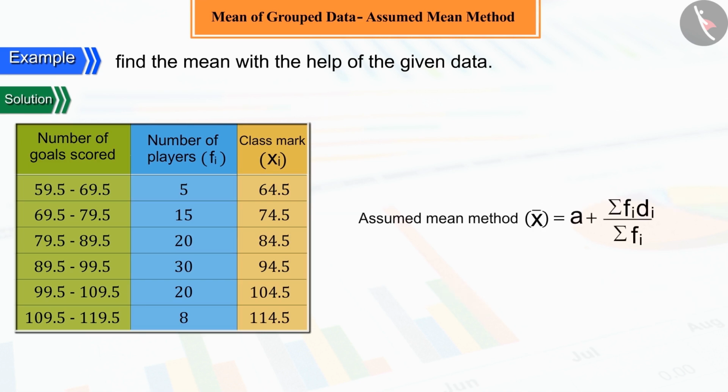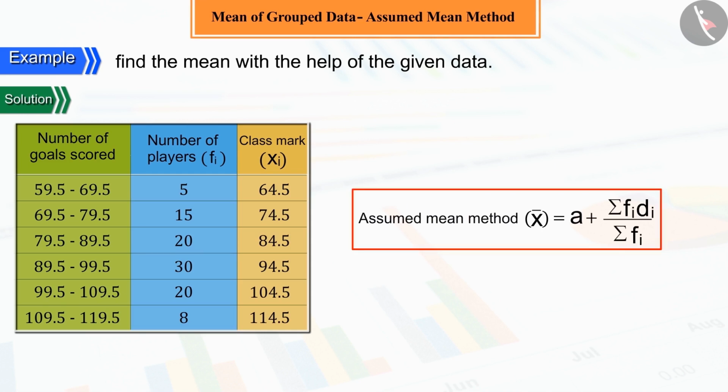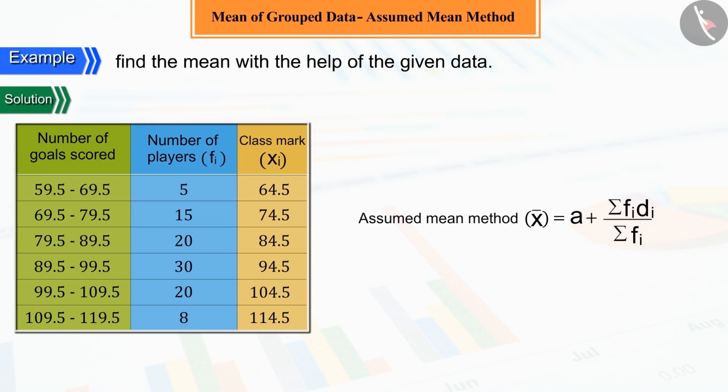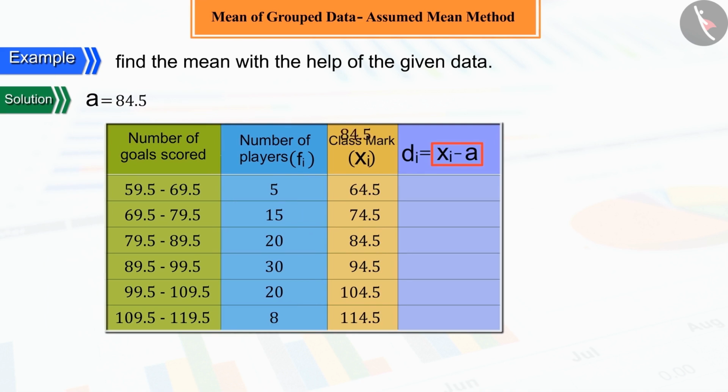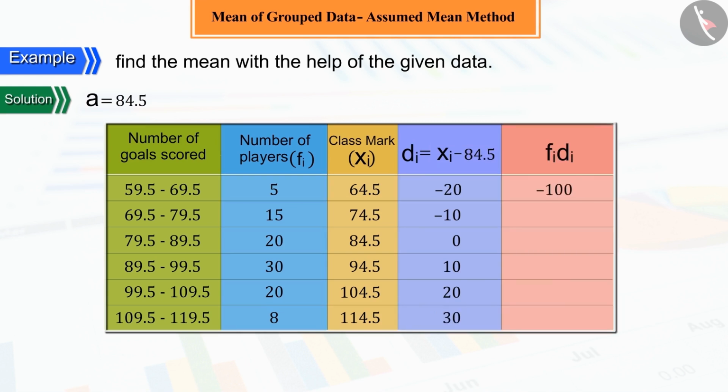As you may remember, to solve the same type of problem in the previous video, we used the assumed mean method, where the assumed mean is chosen from xi. Suppose here the assumed mean A is 84.5, in which the difference between A and each xi is represented by di, and find the value of fi di.